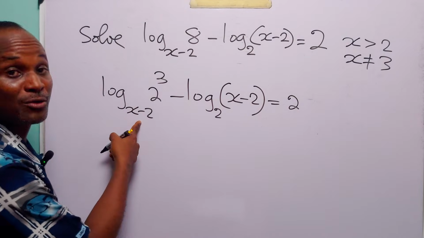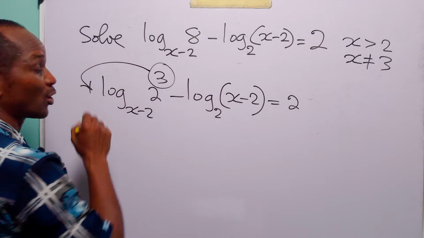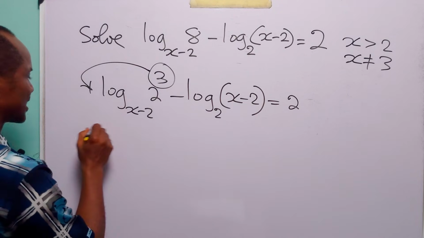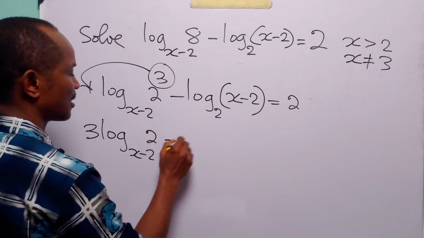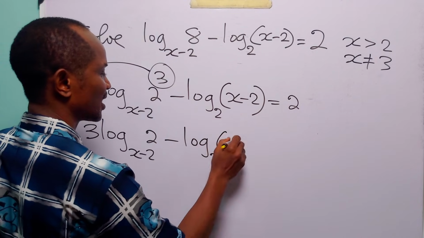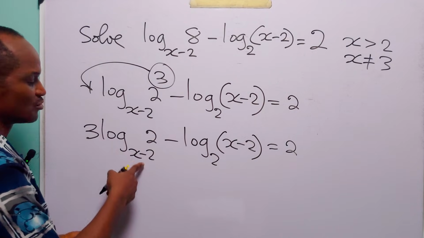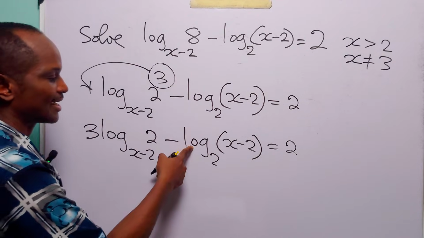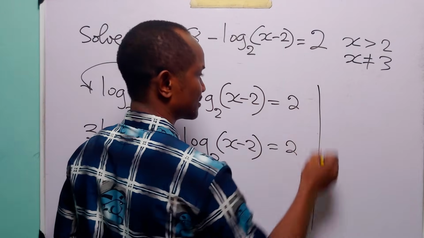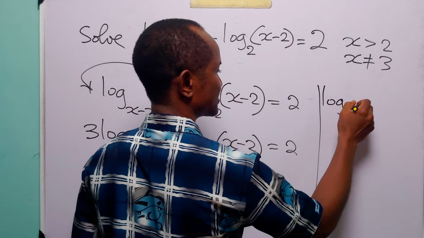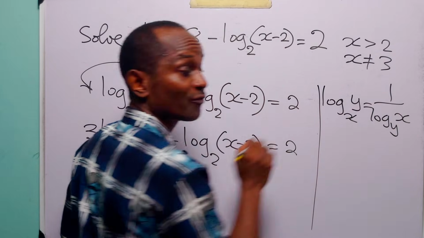When we apply the power rule to this, we can bring down this exponent, the exponent of 3, to the front of the log term to become a multiplier. When we do that, we have 3 times log to base x minus 2 of 2 minus log to base 2 of x minus 2 is equal to 2. Now notice that here we have log to base x minus 2 of 2, and here we have log to base 2 of x minus 2. And remember that log to base x of y is equal to 1 over log to base y of x.